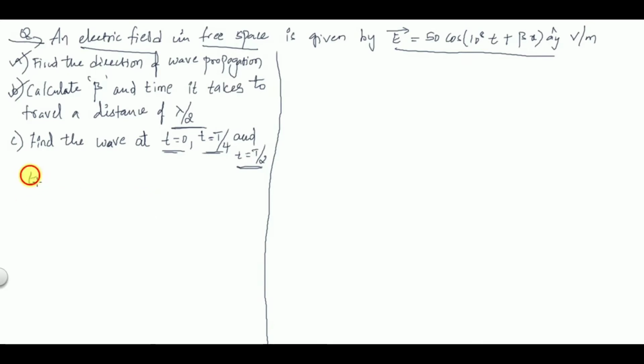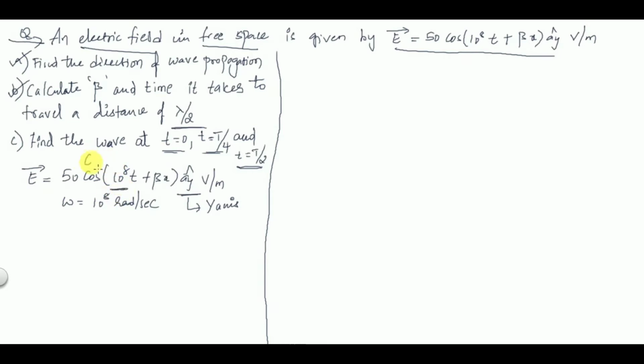So E bar is equal to 50 cos(10^8 t + beta x) ay cap volt per meter he has given. So that means we have the electric field component in the direction of the y-axis only. So from this, omega is equal to 10 to the power of 8 radians per second, from the generalized equation which we have discussed in my previous video. So this will be cos of omega t plus beta x, and in the place of omega we have 10 to the power of 8, so omega is equal to 10^8 radians per second.